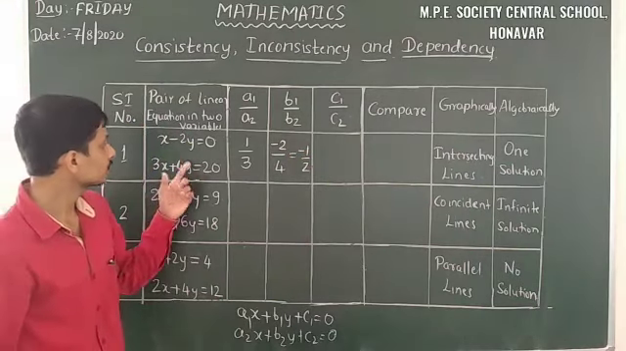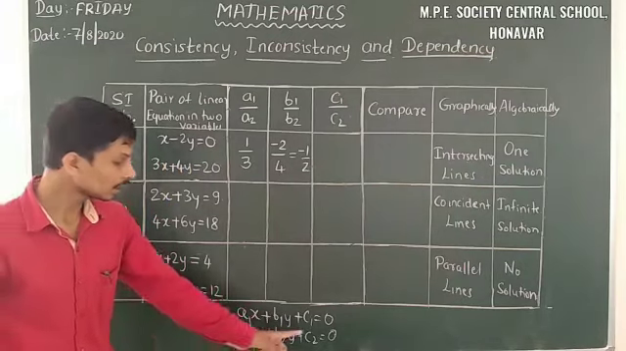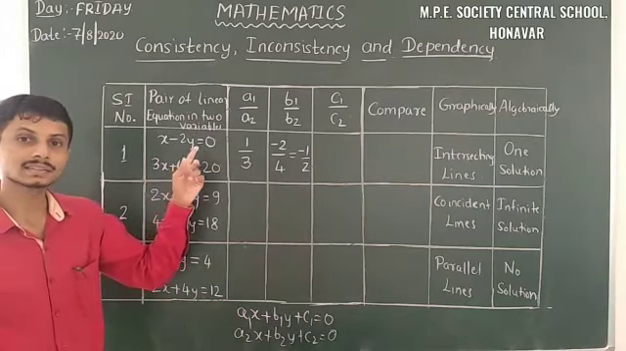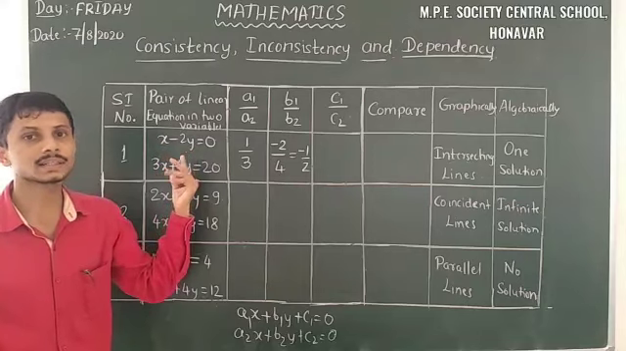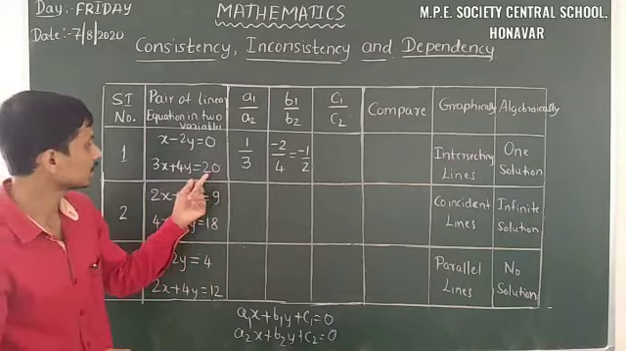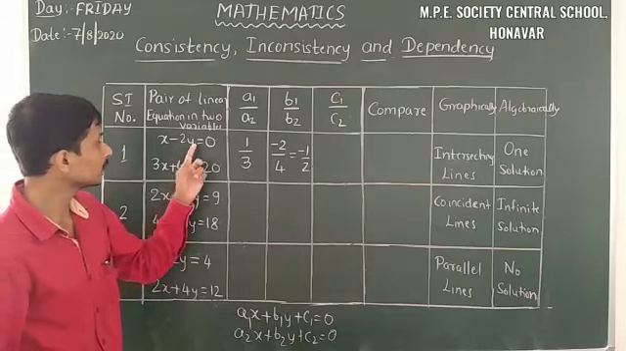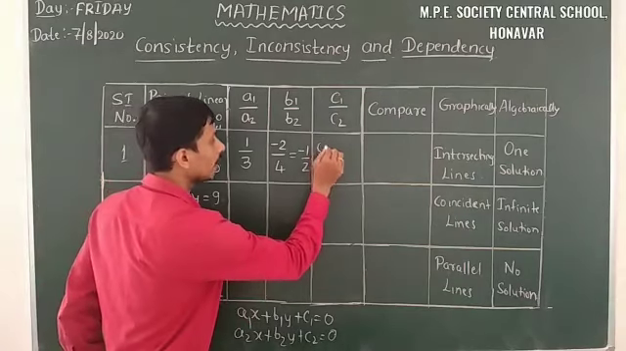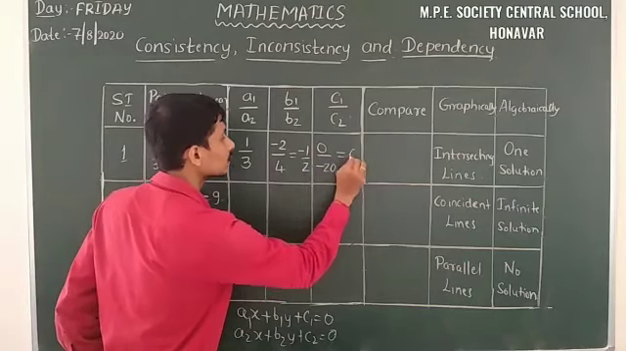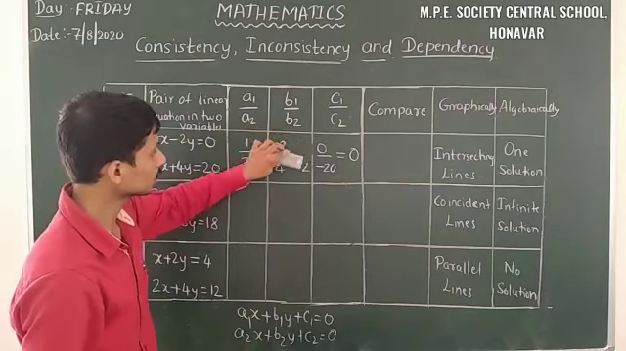Next we take c1 and c2. Here the constant is on the RHS, so taking it to the LHS side it becomes minus 20. So c1 is 0 and c2 is minus 20, and that means the ratio is 0. We got the value here as minus 1 by 2.